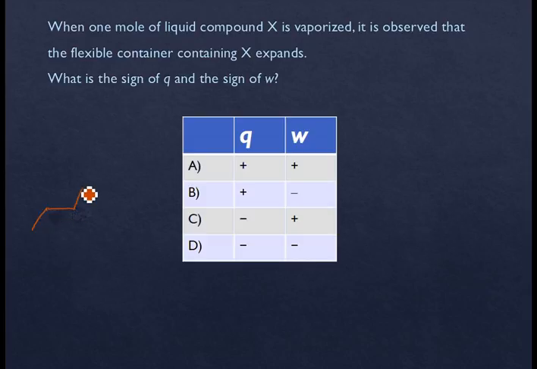I'm going to draw a phase change curve here. Okay, where this is energy, and this is temp. Forgive my terrible axes, but you get the idea. As energy increases, temperature increases, except during the phase change, which these two plateaus are solid to liquid, liquid to gas. If we're vaporizing something, energy is increasing, okay? I mean, we're putting energy into the system, which makes Q positive. It is observed that the flexible container containing X expands. That means that work is being done on the surroundings. That is energy output. That is a negative W. So I would select B for this question.